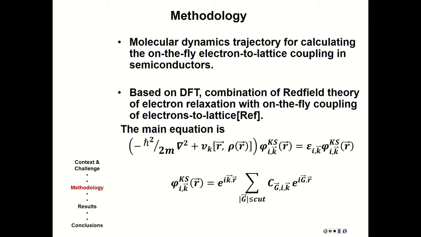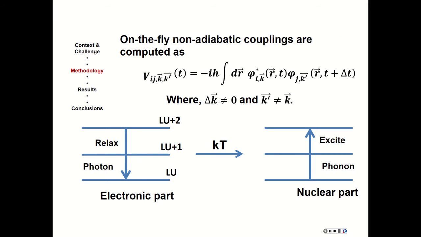Okay. So we basically use the one-electron Kohn-Sham equation, and here is the solution of this one, the bottom equation. Using this wave function we calculate the non-adiabatic couplings.